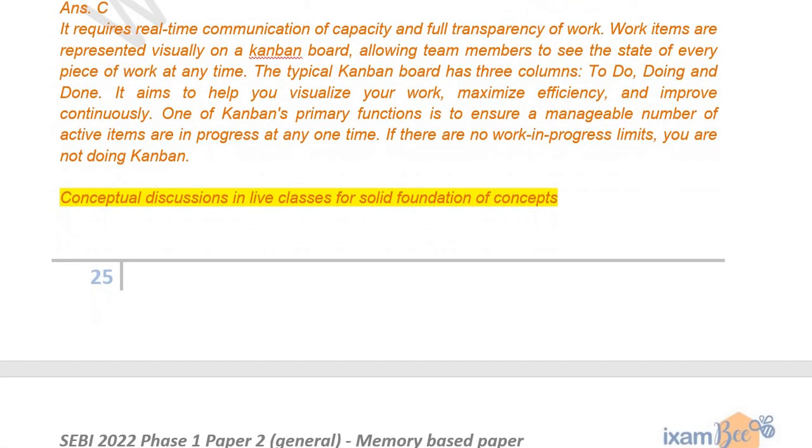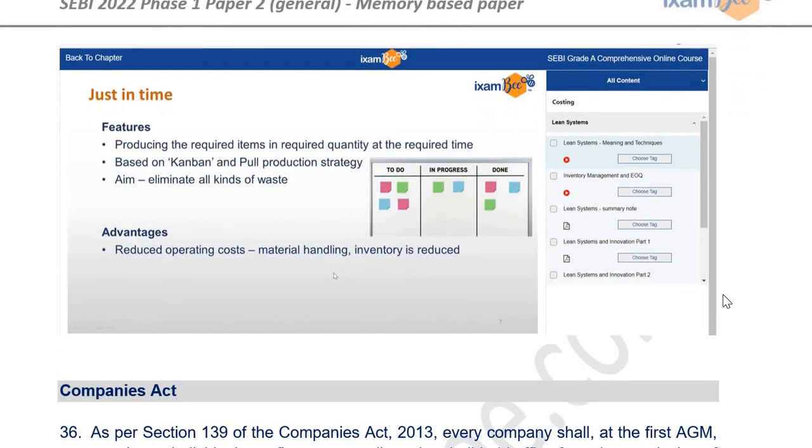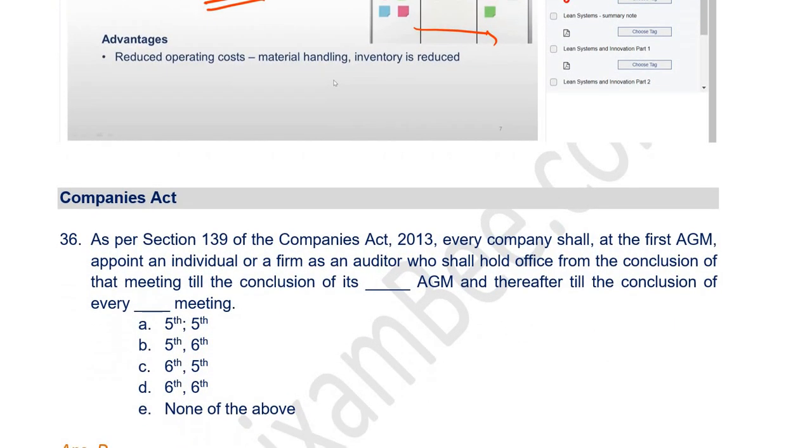Again, we have done such discussions in our classes on lean systems when we were talking about just in time, how it is based on Kanban and pull strategy, and the aim is to eliminate all kind of waste and reduce the Kanban cards on the visual board.